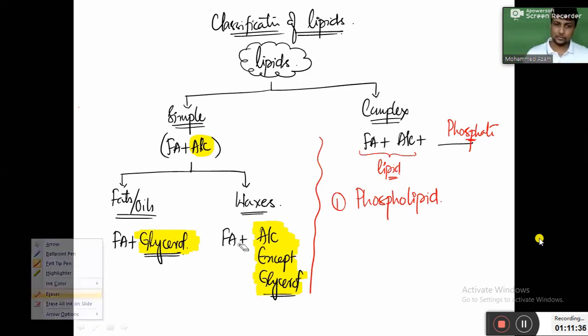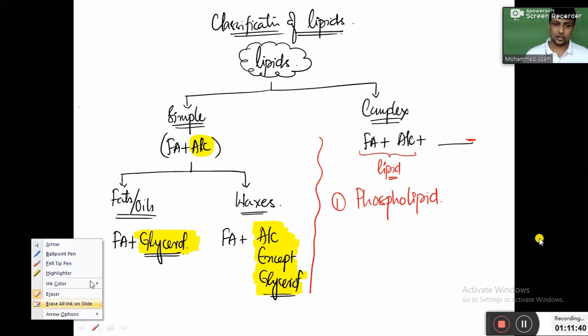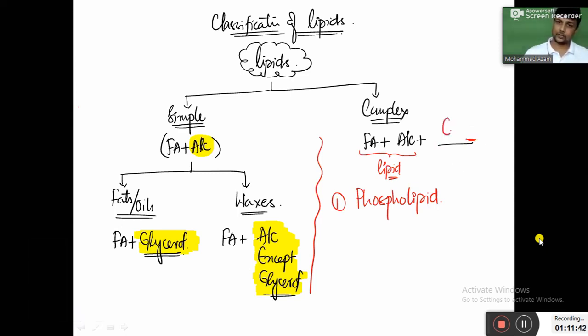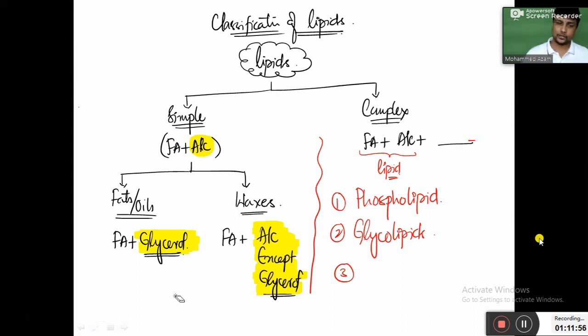Sometimes what will happen, in the place of this third substance, you don't have a phosphate. Sometimes you'll be having a carbohydrate. And whenever you have carbohydrate along with the lipid, the word used for carbohydrate will be glyco, and these are known as the glycolipids. And sometimes, number 3, in the place of this carbohydrate, you'll be having a protein. And if there is a protein along with the lipid, this will be known as the lipoprotein. इसको हम कहते हैं lipoprotein.